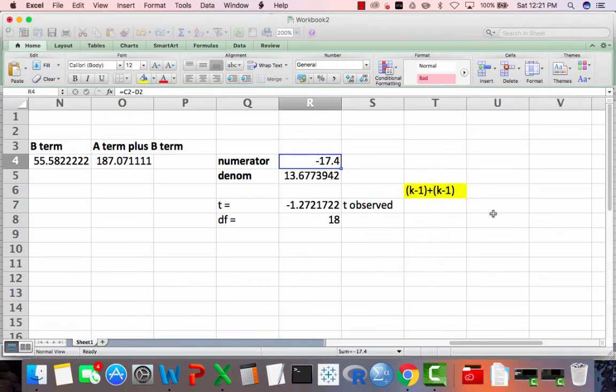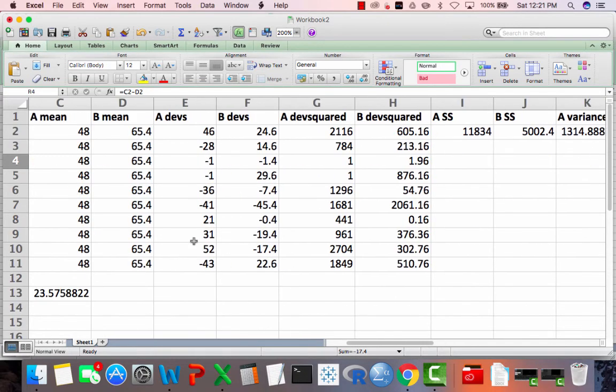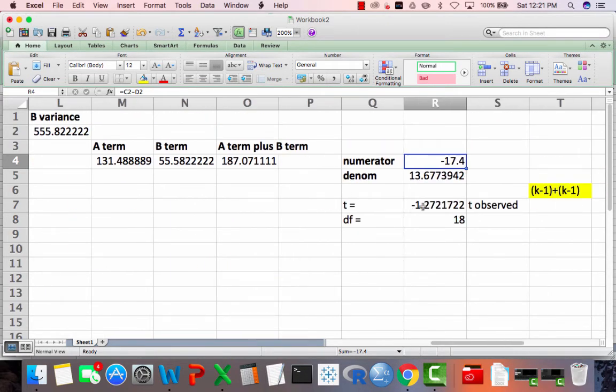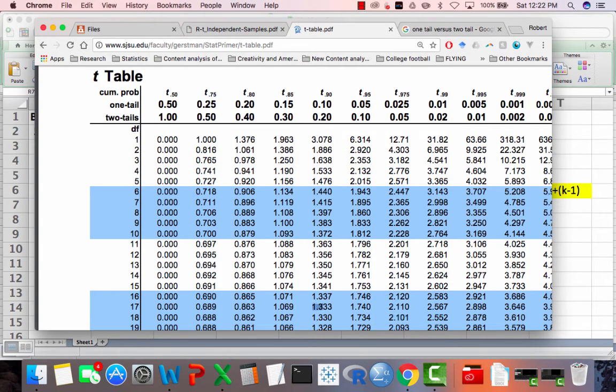And lucky for us, Microsoft Excel does something for us. It'll actually compute a p-value for us. And so this is negative 1.27, so that's even lower than 1.333. So that means our p-value should probably be slightly higher than 0.20.